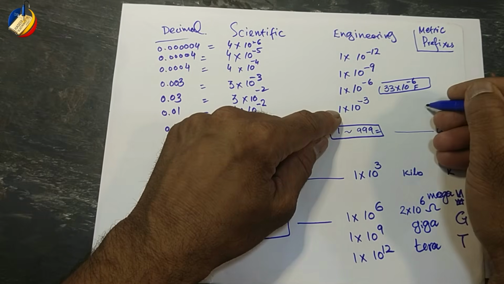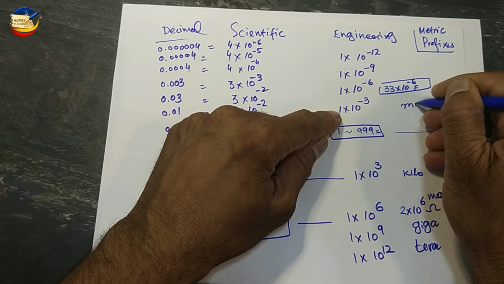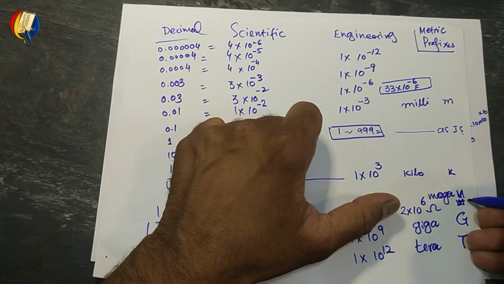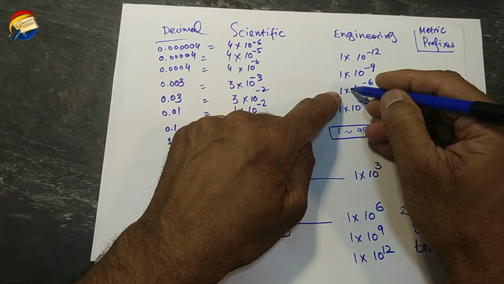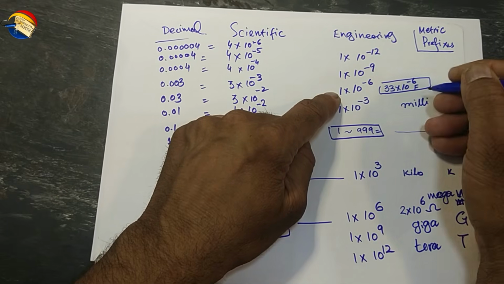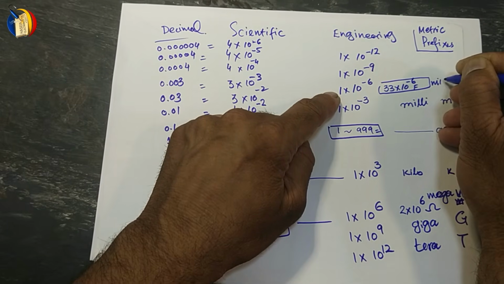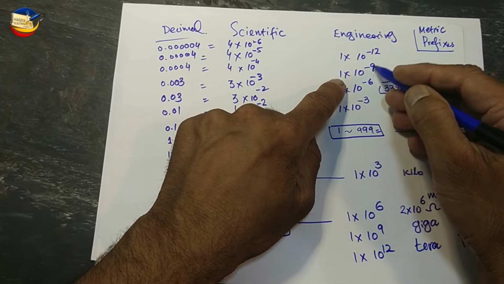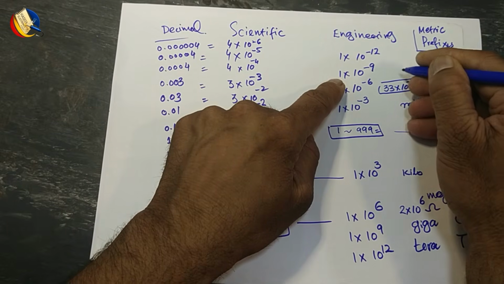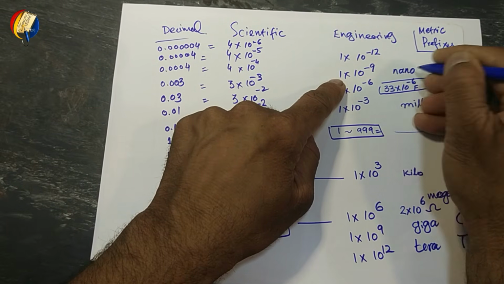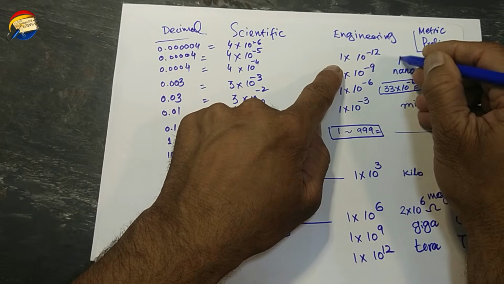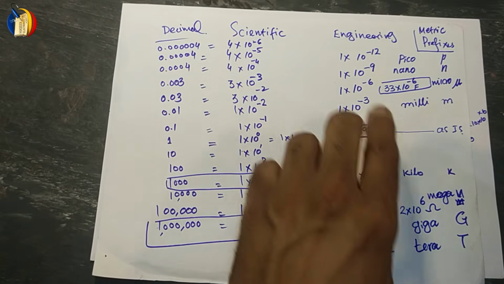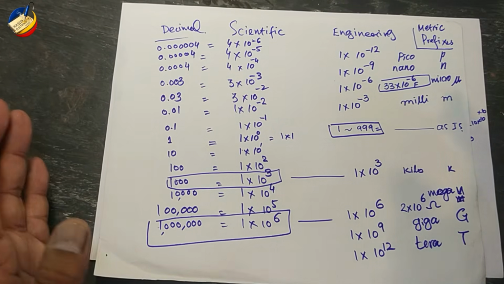Same way here, 10 raised to the power minus 3 is called milli, small m. For mega, capital M, here small m. 10 raised to the power minus 6 is micro, the Greek letter. 10 raised to the power minus 9 is nano. Pico, small p. These are metric prefixes used in engineering notation to express different values.